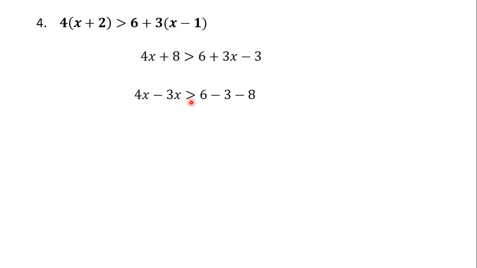4x minus 3x, from the video on addition and subtraction of algebraic expressions, is x. Now 6 minus 3 is 3, and 3 minus 8 will give us minus 5. So x is greater than minus 5. The truth set is s is such that x is greater than minus 5.